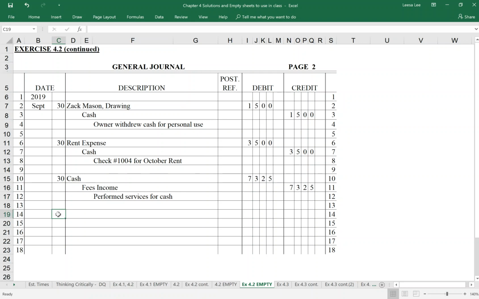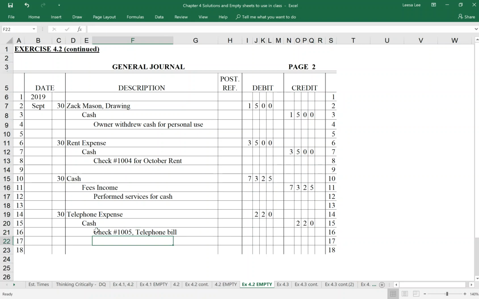And last transaction for the month, paid $220 for the monthly telephone bill. So we have a telephone expense. And cash is our credit. And the notation, check number 1005, telephone bill.